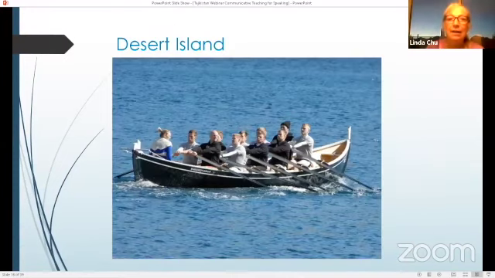Okay. All right. This next activity is called Desert Island, and I do have a handout for you all on this desert island activity. But let's say, for example, take a look at this picture. People are happily in their boat, rowing the boat. The water looks quite calm, doesn't it? They look like they're happy. They're enjoying what they're doing. But things can change quite rapidly.